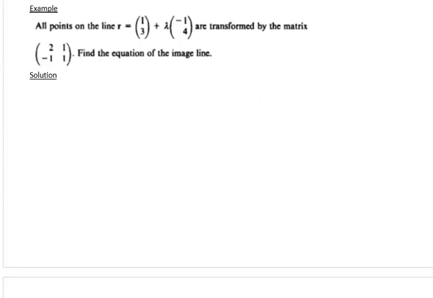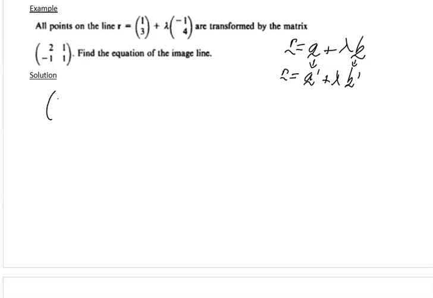Okay, the next example is a very, very easy one. It says all points in the line r is equal to 1, 3 plus lambda minus 1, 4 are transformed by the matrix. Find the equation of the image line. Now you may remember we had at the start of the notes on this, we said that you have an original line r is equal to a plus lambda b. Then the image is going to be r is equal to a dash plus lambda b dash. So basically all we have to do is transform your a to your a dash, transform your b to your b dash, and then put them back into the vector equation.